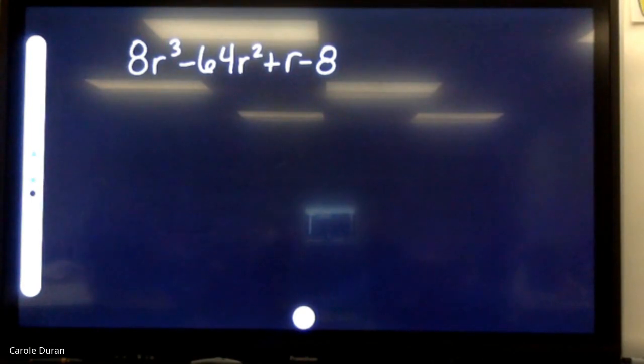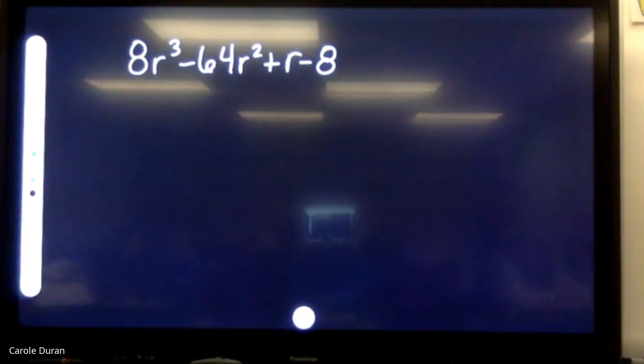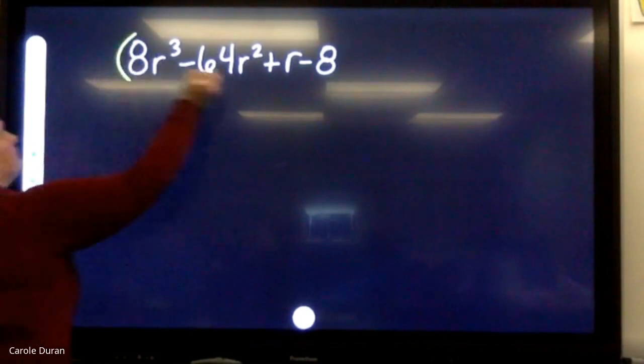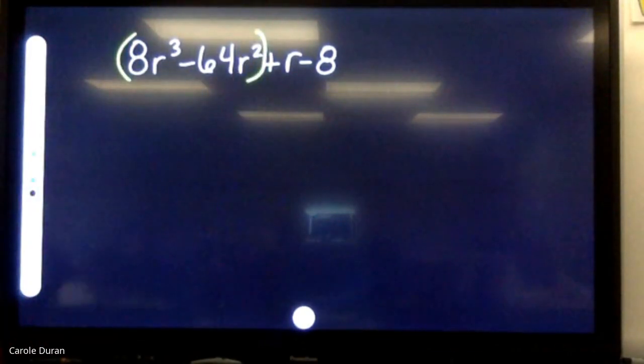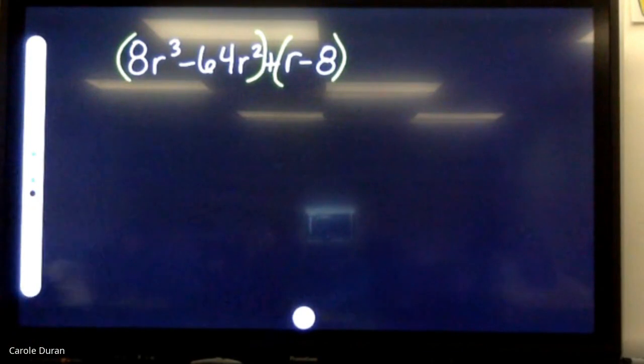Brandon, talk me through the first step. Okay, I got this. You gotta take 8r cubed minus 64r squared and put it in parentheses by itself. Okay, I really hope you all just heard what Brandon said. Okay, then what? And do the same thing to r minus 8. Same parentheses or different parentheses? Different. Perfect. Okay, now what? Now you figure out what divides by 8 and 64.